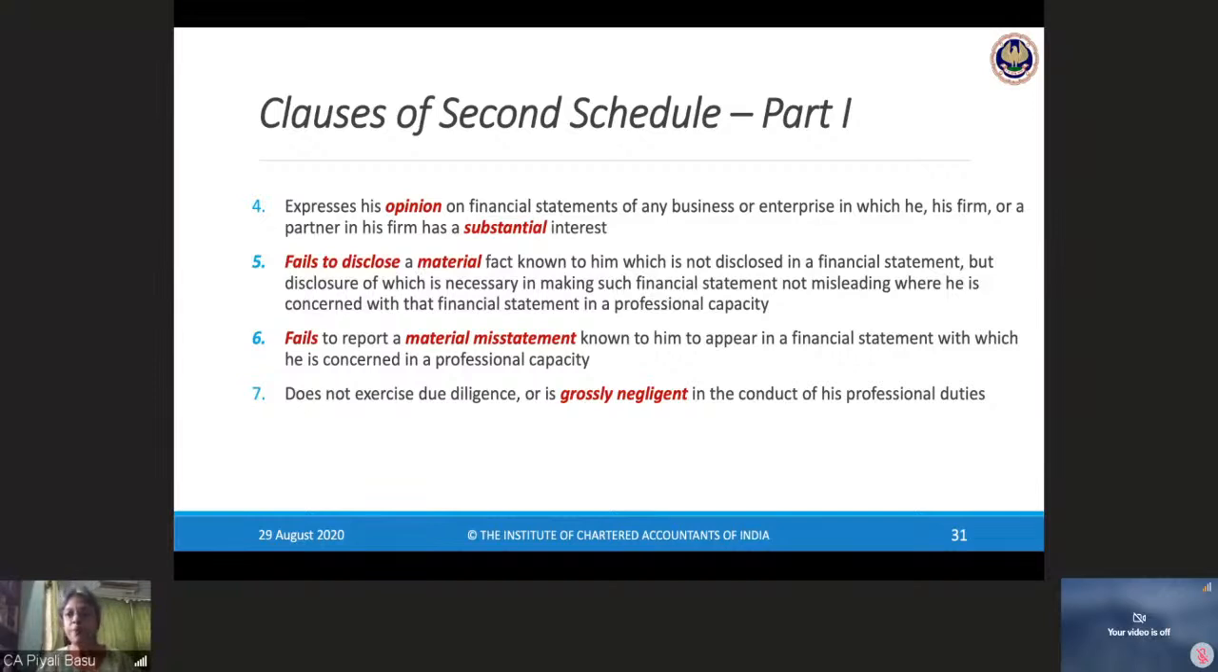So, fails to report a material misstatement known to him. If it is known to him and we fail to do so, we are guilty of misconduct under Clause 6, Part 1, Second Schedule. Some examples.